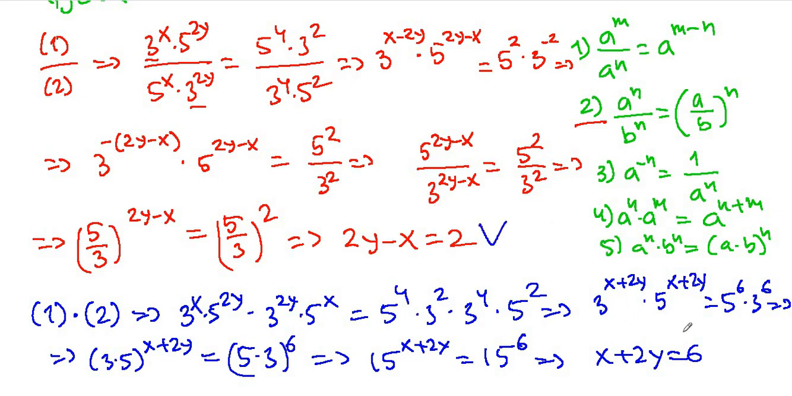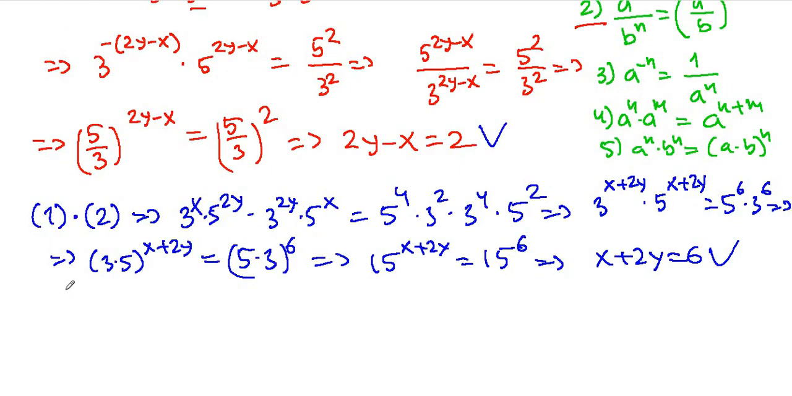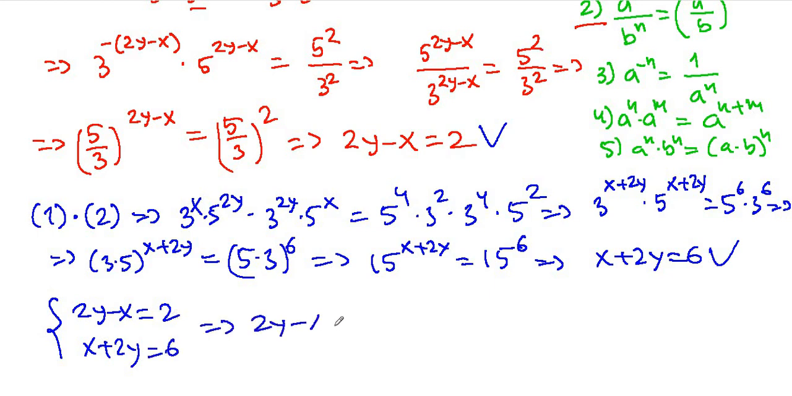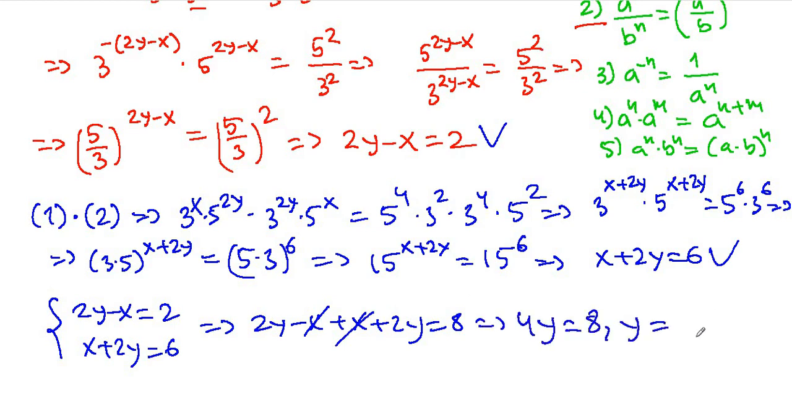We see that from the first operation we got this equation, and from the second one we got this, and we can now write these two equations as a system. So 2y minus x is equal to 2, the first one, and the second one is x plus 2y is equal to 6. So adding these two equations, I will get 2y minus x plus x plus 2y is equal to 8. And we see that x minus x will disappear here, and 4y is equal to 8, and here y is equal to 2.